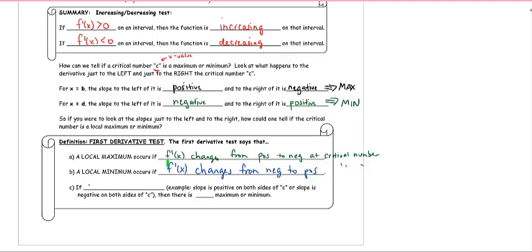And then the question is, what happens if there is no change in the derivative? Like the slope is both positive to the left and the right, or negative to the left and the right, then yeah, there is no max or min. Okay, so that, my friends, is the first derivative test.